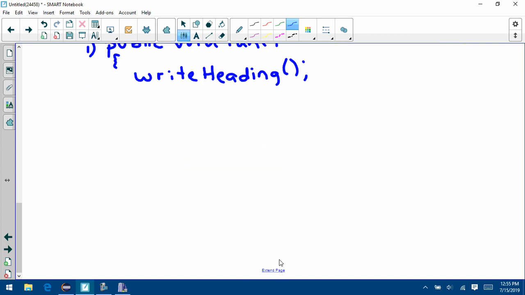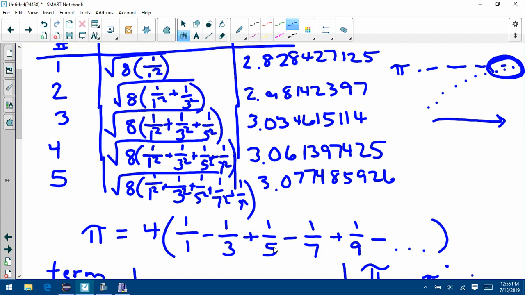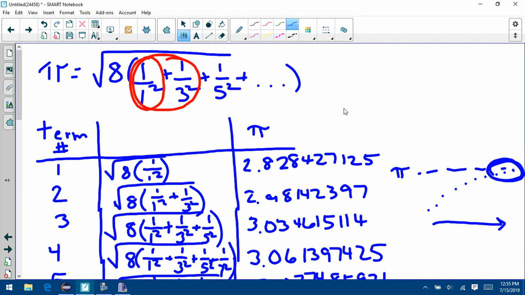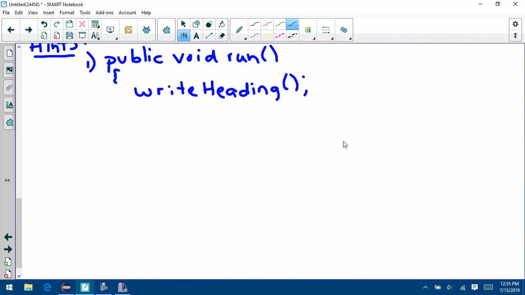Next thing we have to do is, I said that those actual formulas, these things, have to appear in the output as text. So I'm going to write a method called print formula 1.